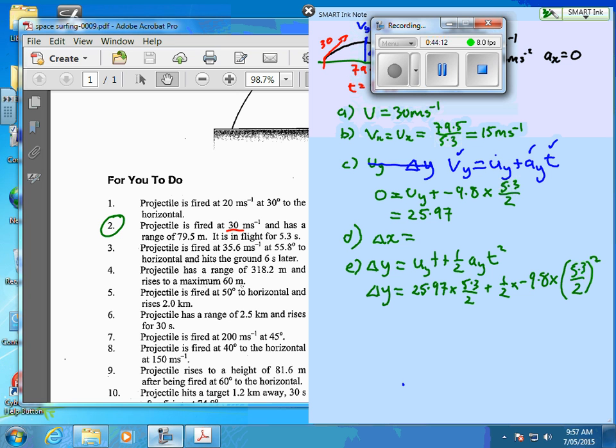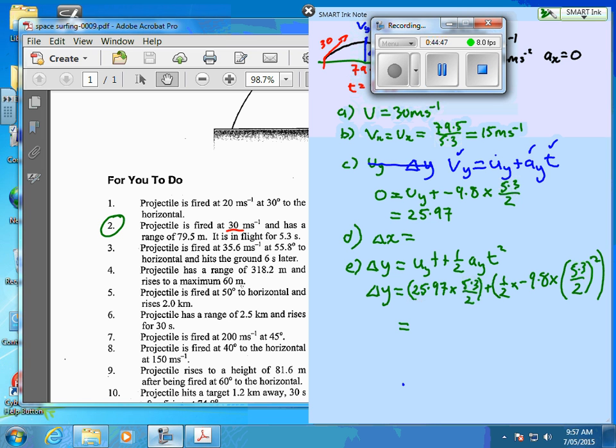Yeah, well then you've missed something. I don't know if you haven't used minus 9.8 in it. Yeah, so minus 9.8 times 5.3. I'll have to have a look. No, something's wrong in there. 25.97 times 5.3 on 2 plus. Is that a plus? Yep. Alright, I'll put that in brackets now.